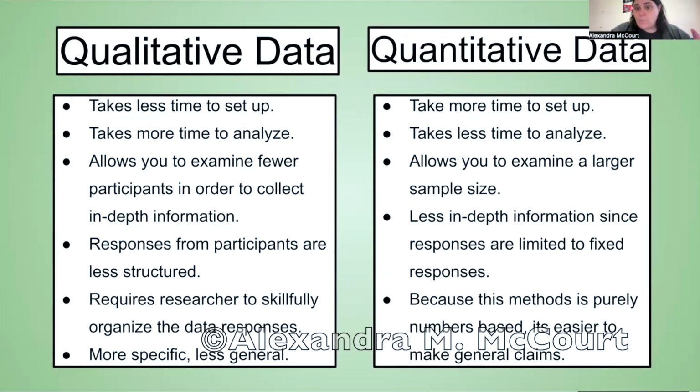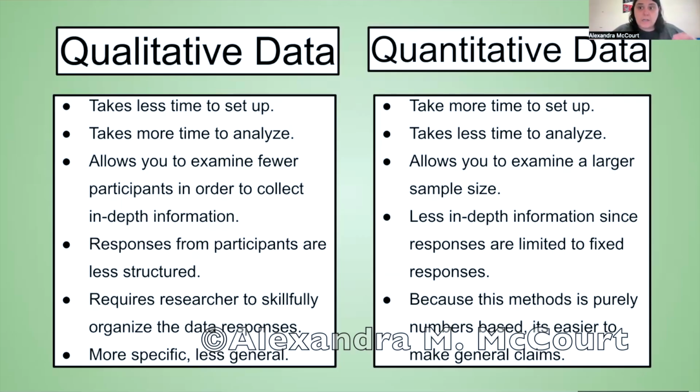But at the same time, while the responses are less structured, that requires the researcher to be more structured because it requires us to organize those responses in a very particular way. So that way we can effectively code and understand and make meaning from the data. But because with quantitative data collection, the methods are purely number-based, it's a lot easier for us to make sort of broad and general claims.